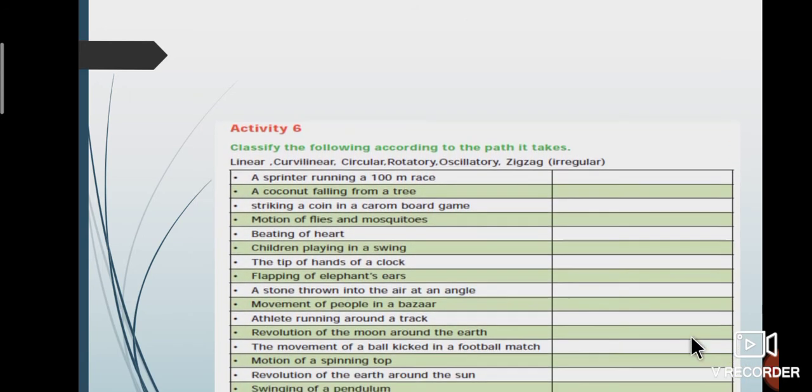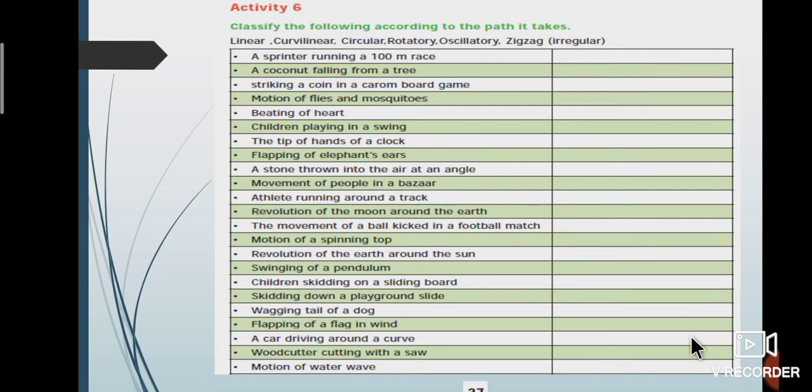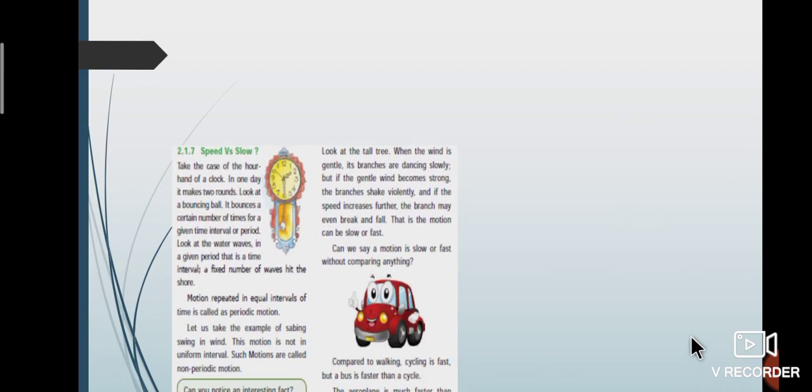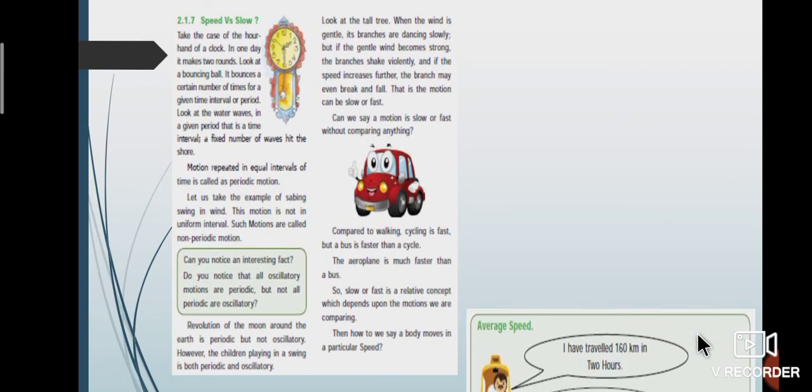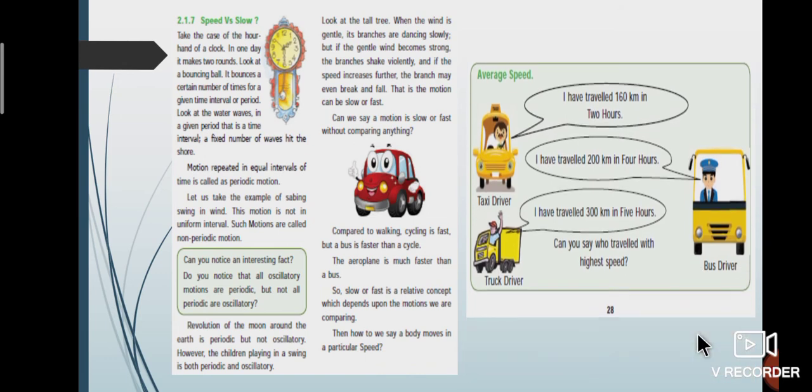Activity for types of motion is in page number 27. Find out the correct answer, students. Already I taught many examples. Think and answer. Page number 28 explains speed and slow. In that page it explains the comparison of vehicle speed and traveled time.